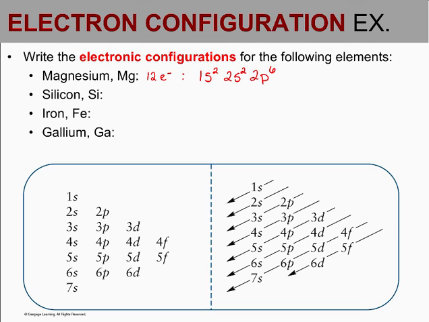Now, magnesium has 12 electrons, so we have 2 more electrons that we have to fill in. And the next orbital, according to our chart below, is the 3s orbital. And that can hold a maximum of 2 electrons. So that works out. We have 1s2, 2s2, 2p6, 3s2. So that is the electron configuration for magnesium.